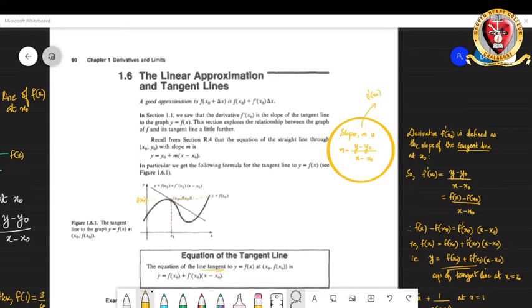Today's video, we are going to see section 1.6, which is a very simple section to understand, and the topic is linear approximation and tangent lines. So this talks about the linear approximation of a function if we are given a function.